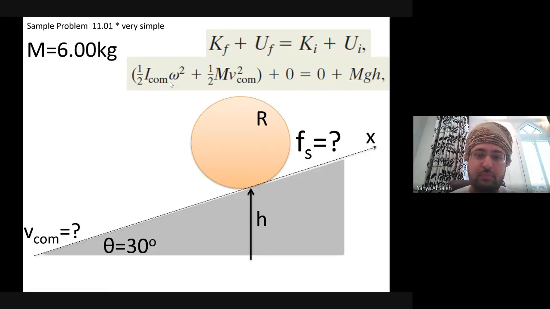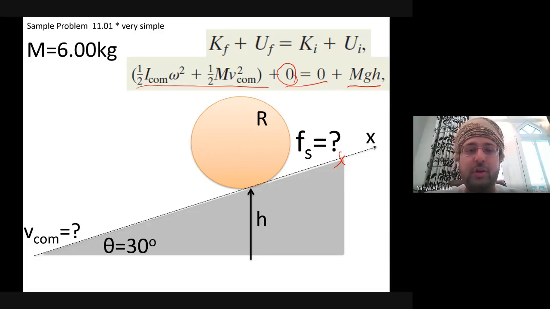Let's put it back in. At the beginning, we have potential energy, mgh, since it's at the top. We don't have any kinetic energy. At the end, we don't have any potential energy, but we have the total kinetic energy of both rotation and translation. So far, so good? Are we following?